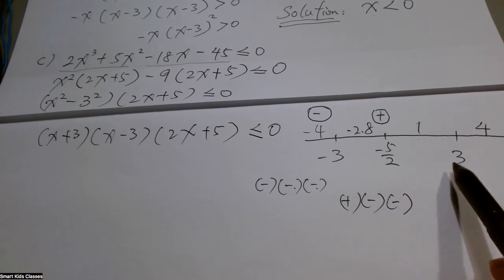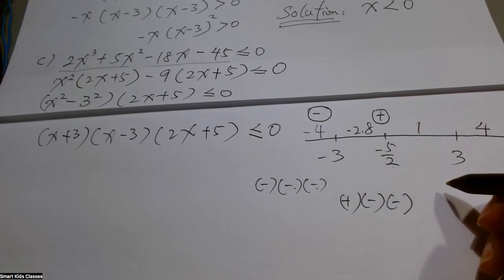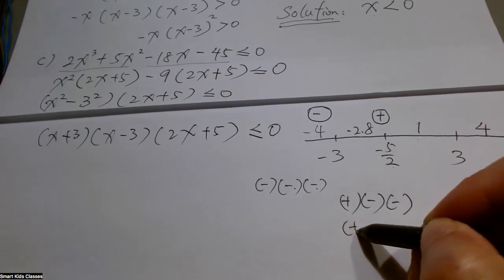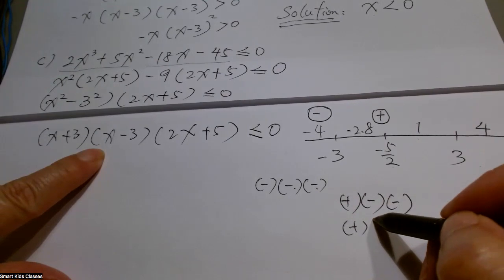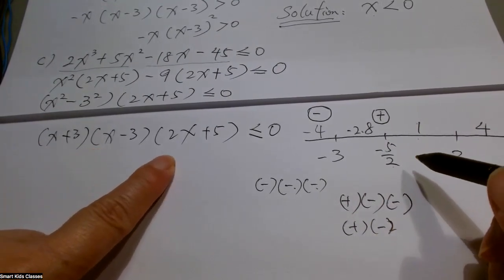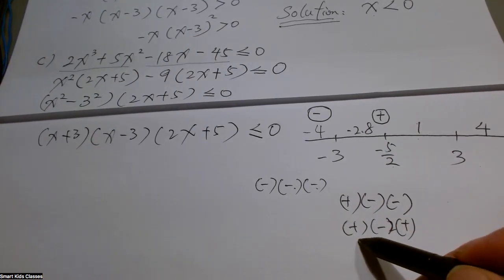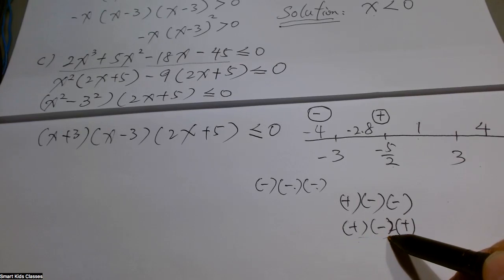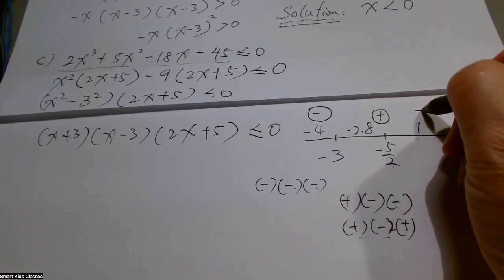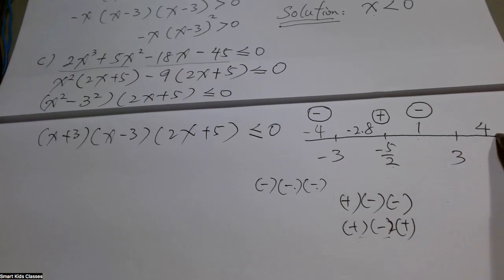So now we're going to test between negative 5/2 and 3, plus 1. The first bracket here, we're going to get positive. The next one, negative. The next one is positive. So it's going to be a negative. We got another solution here, smaller or equal to 0.